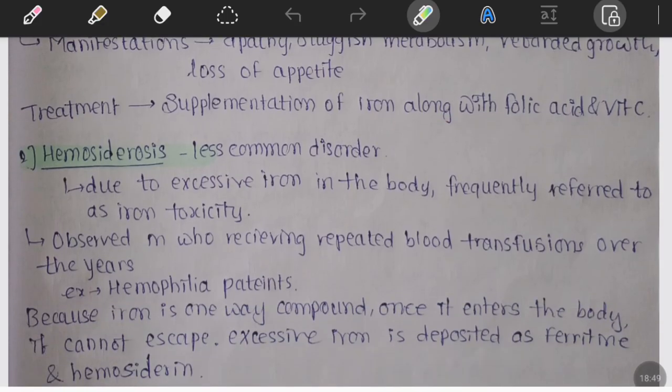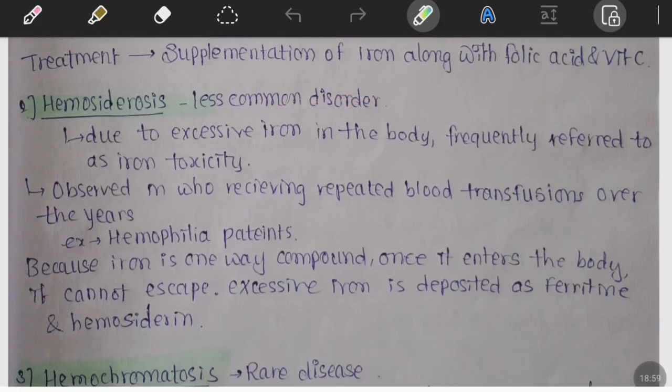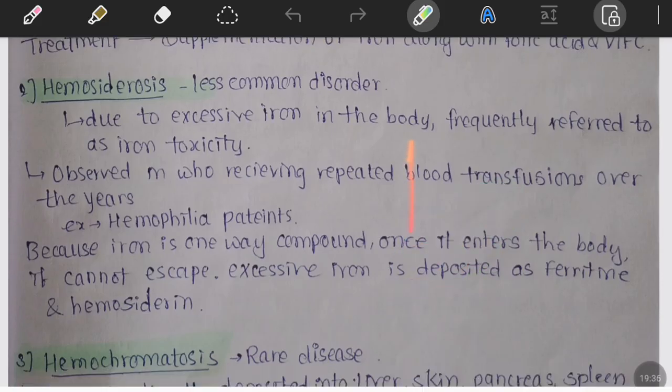Next, we will see hemosiderosis. What if too much iron accumulates in the body? The first condition is hemosiderosis. It is a less common iron overload disorder caused by excessive iron deposition, mainly as hemosiderin. It is commonly seen in patients receiving repeated blood transfusions, such as hemophilia patients. And remember why this happens: iron has no effective excretory pathway, hence the body cannot remove it efficiently, so iron accumulates in the tissues.